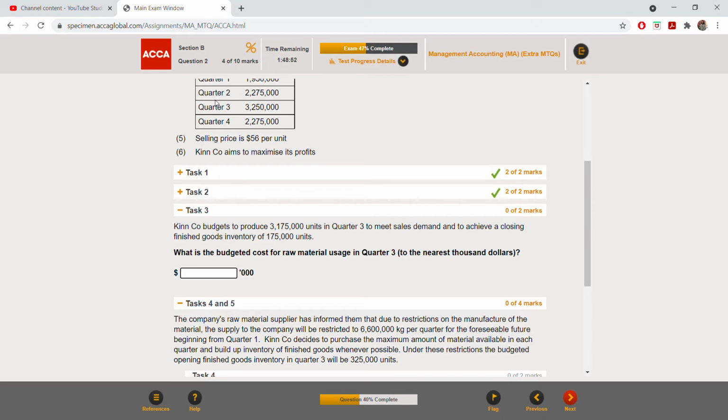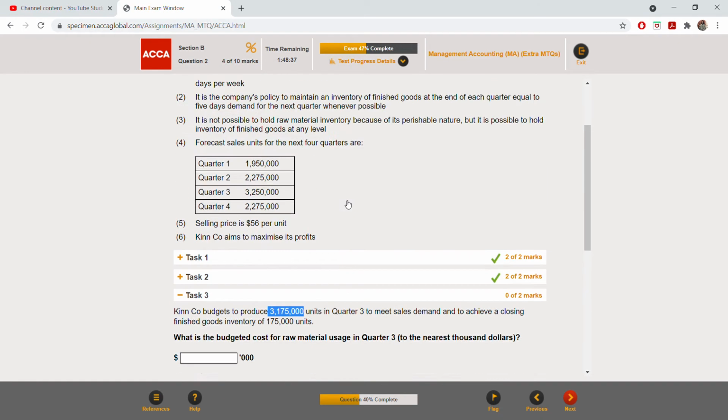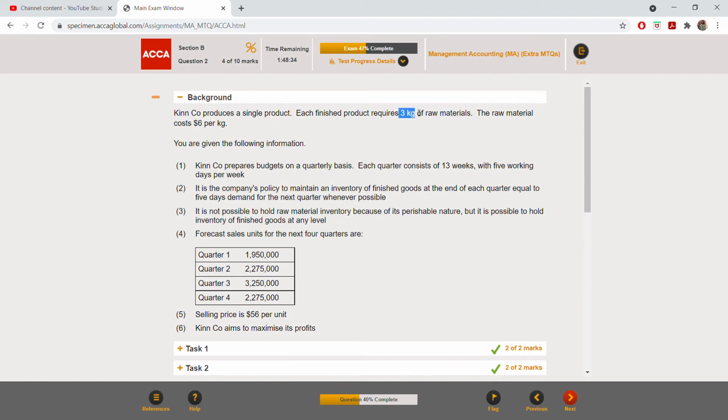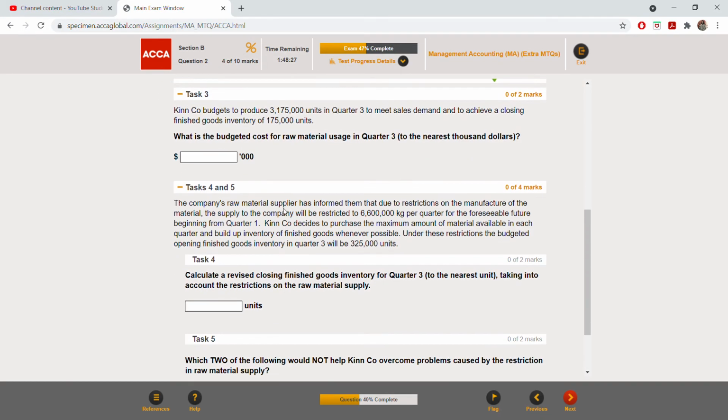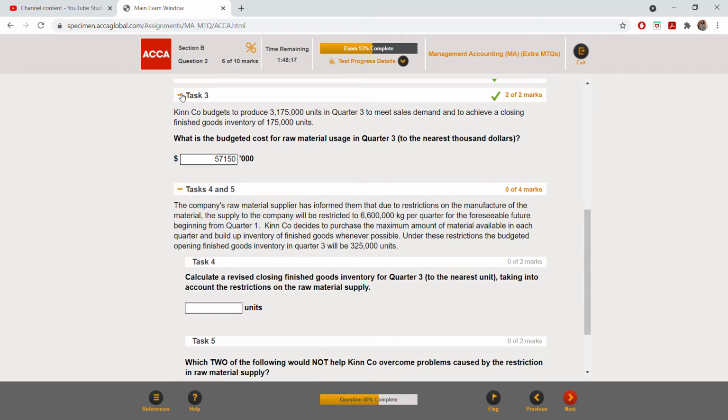The formula for raw material usage budget is production budget into material usage per unit into standard cost per kg. So production budget was here 3175 units multiplied by material usage per unit, which is 3 kg, into standard cost per kg, which is 6. This is the standard cost. Okay, so that is 57,150. Okay, I'm going to close task 3 and open task 4.